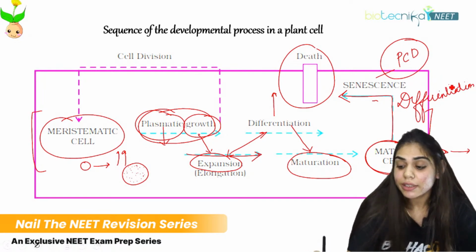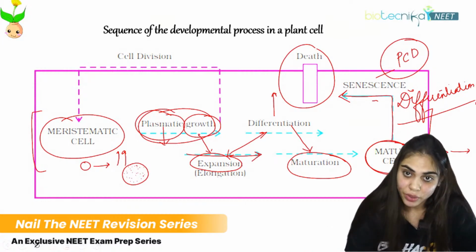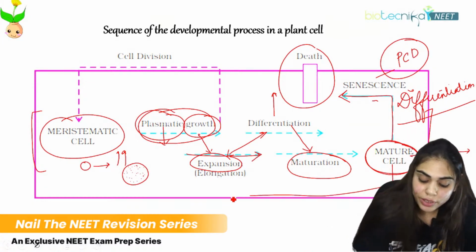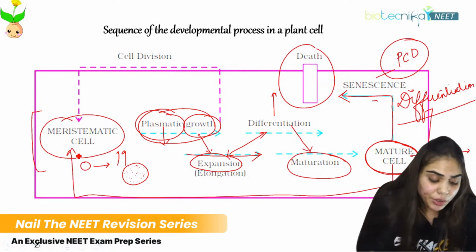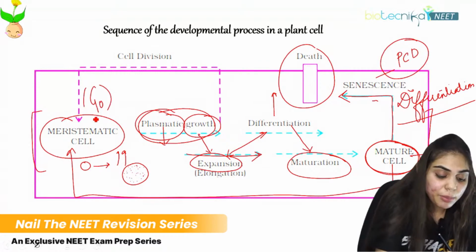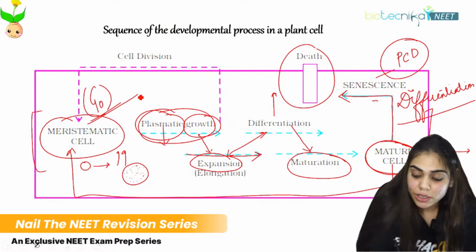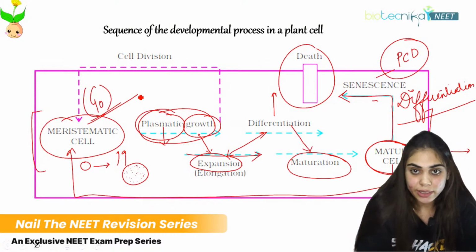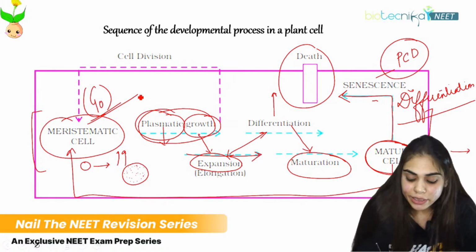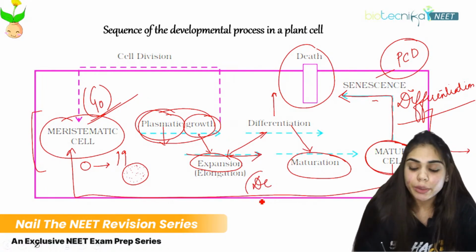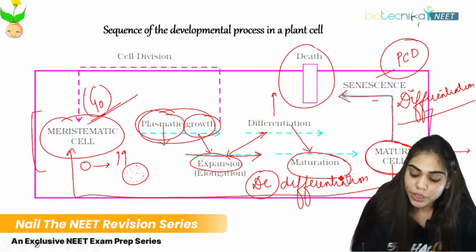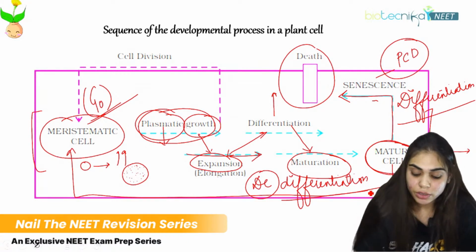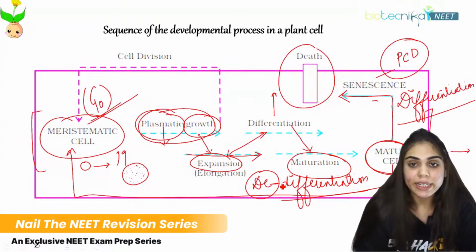But sometimes there is an adverse condition in the environment where the mature cell will enter again into the cell cycle. It will enter again to the G0 stage, that is the meristematic stage, and then it will again start its life cycle. This is what is called de-differentiation. De means going back. It has already attained its differentiated stage. Now it is going back to the original position. This is what is called de-differentiation.